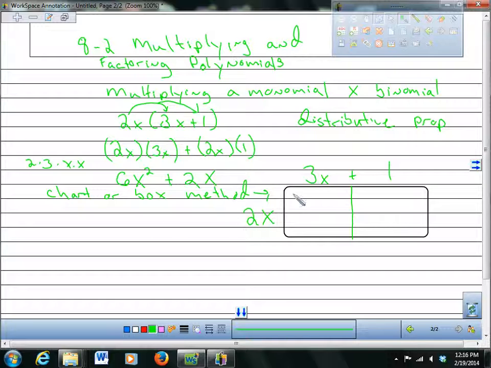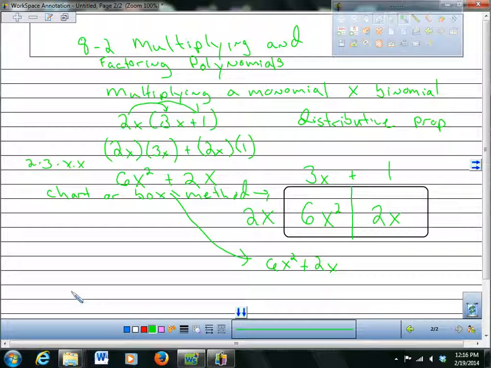What's 2x times 3x? 6x squared. So basically you're finding the area of this box. What's 2x times 1? 2x. And then you're done. Your answer is 6x squared plus 2x. Same thing, it's just kind of more of a visual method of doing the same thing. Follow that? Is that easy?